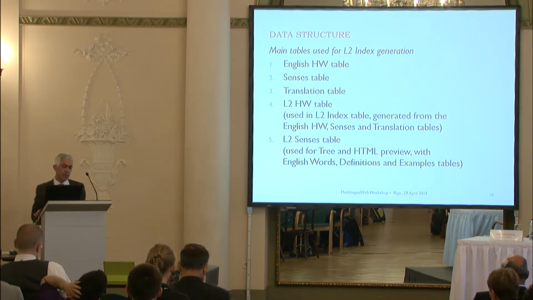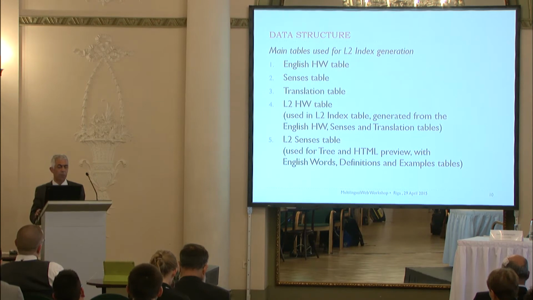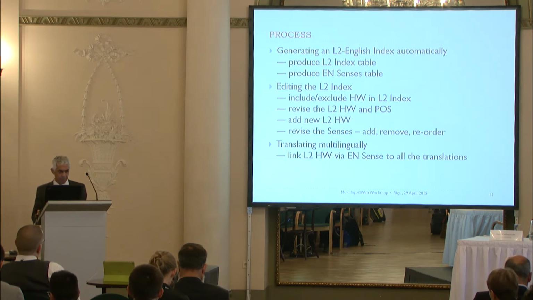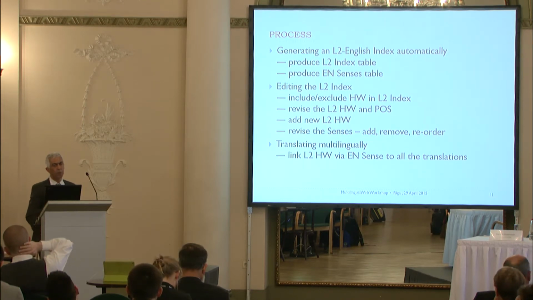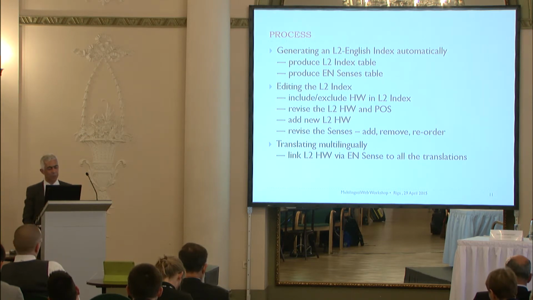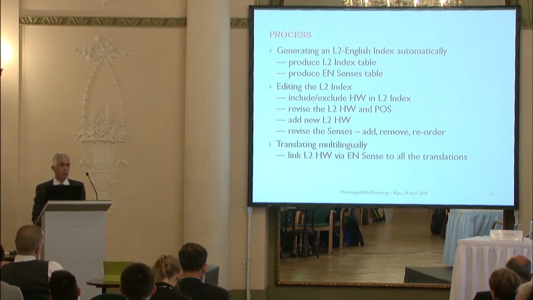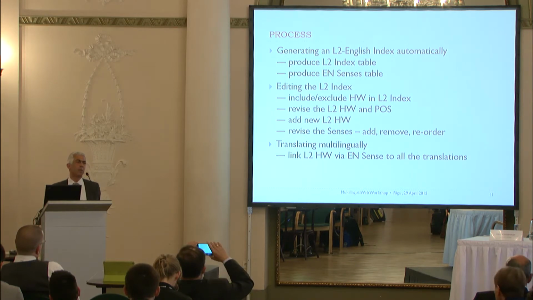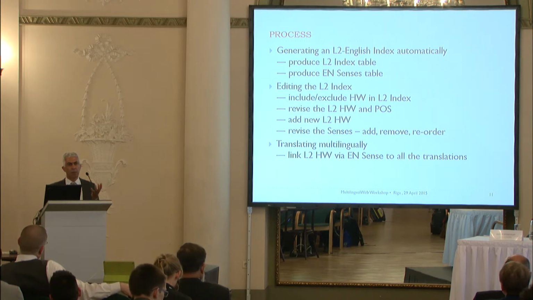So this is part of the technical things that go behind it, different tables that we need to develop first of the English headwords, of the different senses, the translations, etc. Then there is this process. I'm going to concentrate on the middle process of the editing. That is the semi-automatic production. So basically, this is what the editor needs to do once they have received this preliminary data from us.